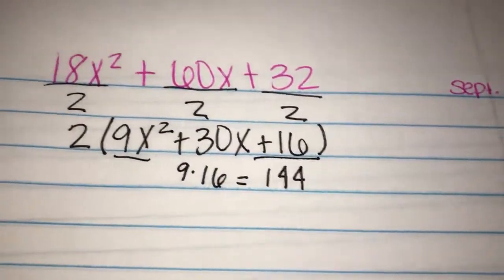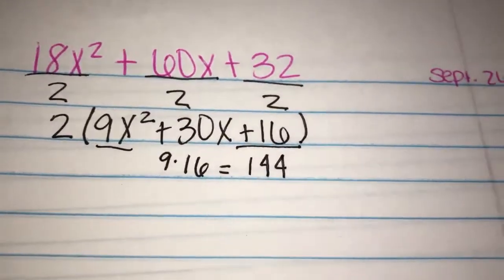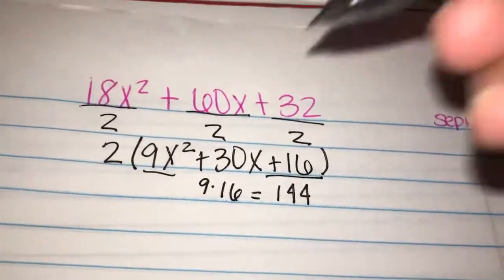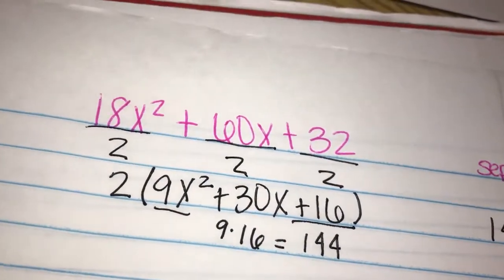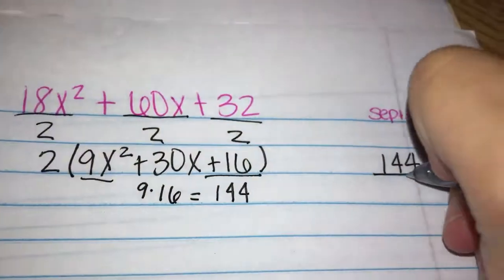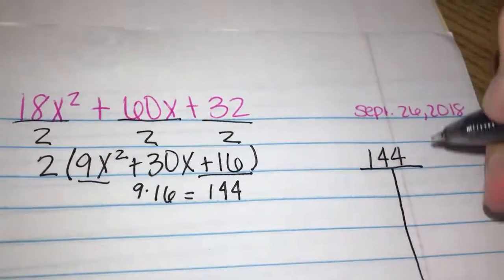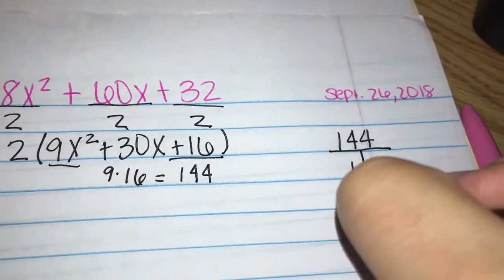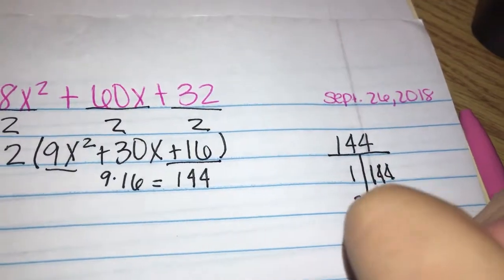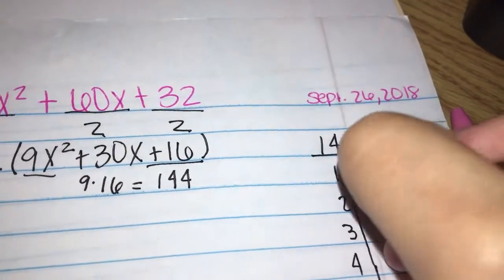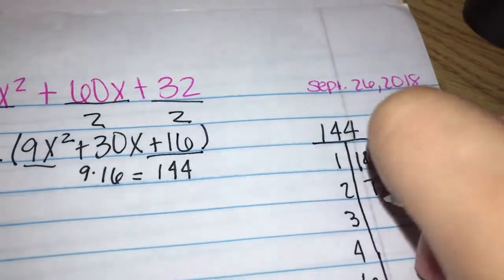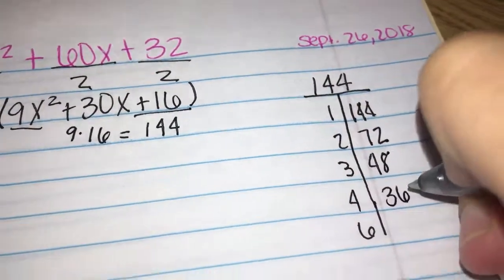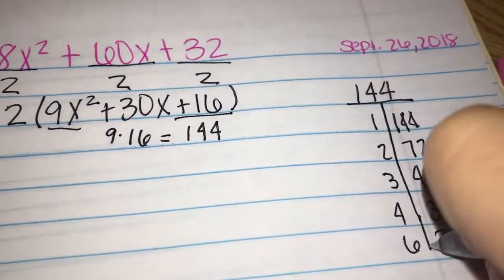Okay, so now we're going to factor out 144 to see which factors of it add up to give you 30. So let's factor out 144. So 1 goes into 144, 2, 3, 4, and 6. So 2 goes into 72, 3 goes into 48 times, 4 goes into 36 times, and 6 goes into 24, and that's where we're going to stop.